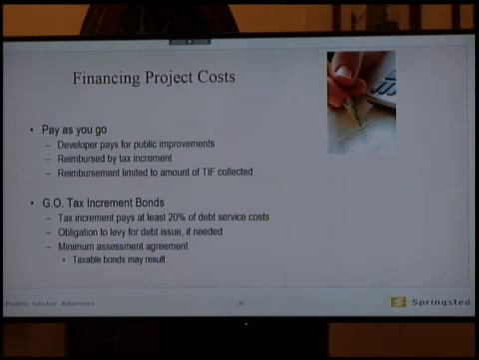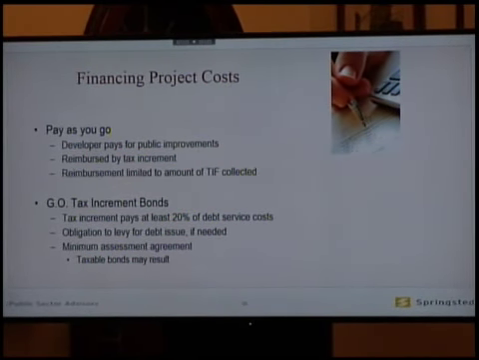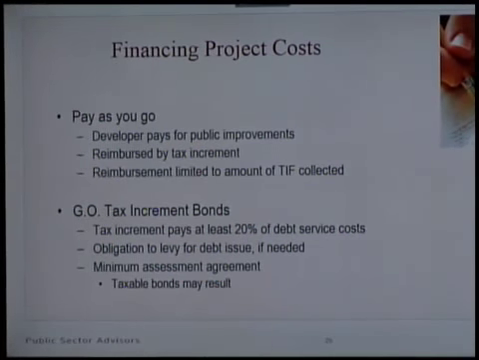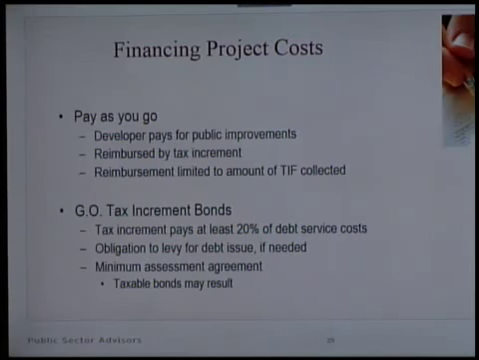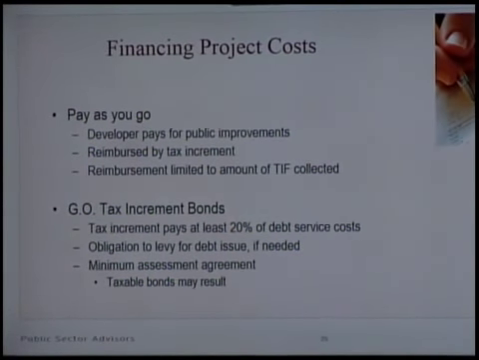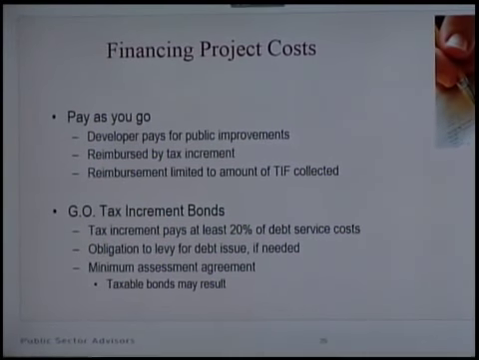There are 2 primary ways that cities can finance project costs using tax increment. There's a pay-as-you-go method. That is where the developer, and that is what is being proposed in this case as well, pays for the public improvements up front, and then over time they're reimbursed by generation of tax increment. And the reimbursement is limited to the amount of tax increment that's collected.